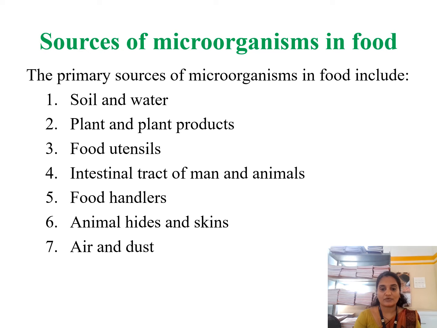Next, the sources of microorganisms in food. The primary sources of microorganisms in food include soil and water, plant products, and food utensils, through either improper washing or improper usage of food utensils or equipment. What happens? The food is easily spoiled. Other sources include the intestinal tract of man and animals, food handlers, animal hides and skins, and air and dust. These are the major sources of microorganisms in food.